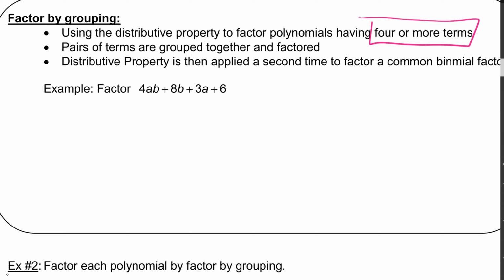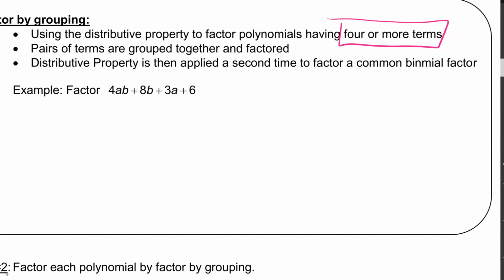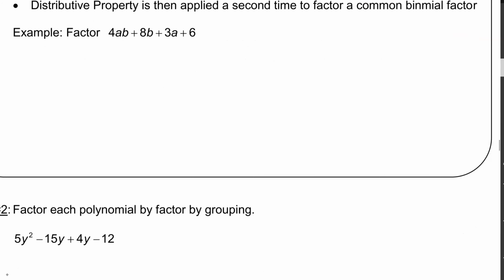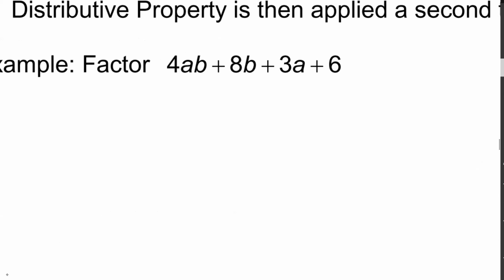So remember, we're using the distributive property. It's just we're not actually distributing. We're doing the opposite, right? We're still using the distributive property, but it's the opposite way. Instead of distributing it out, we're pulling it back. So we're applying the distributive property a second time to factor out a common binomial factor. Okay, so what does this even look like?